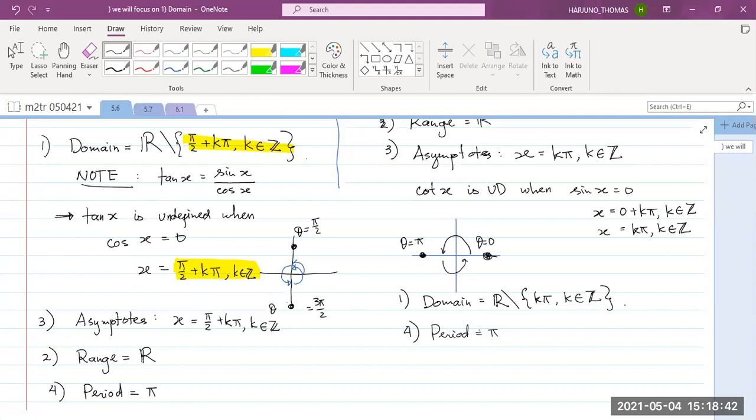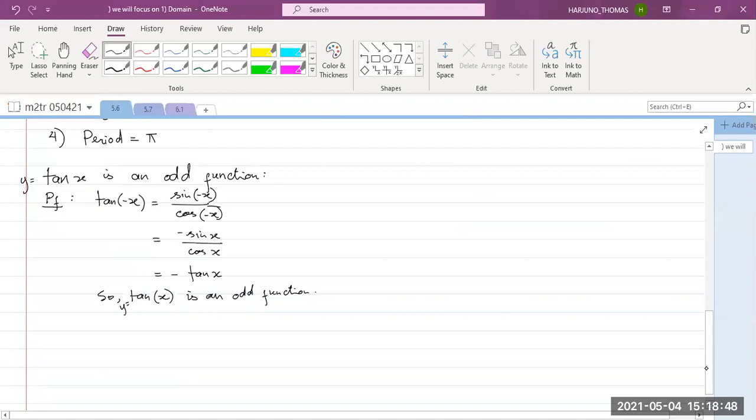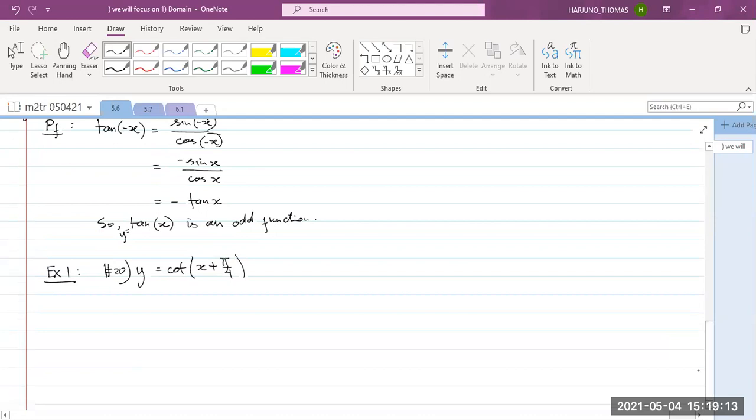Now for that, suppose we have this question. I got the question from our textbook right away. Suppose we have, for example, number 20 from our textbook 5.6. We have y equals cotangent of x plus pi over 4. Find the period.